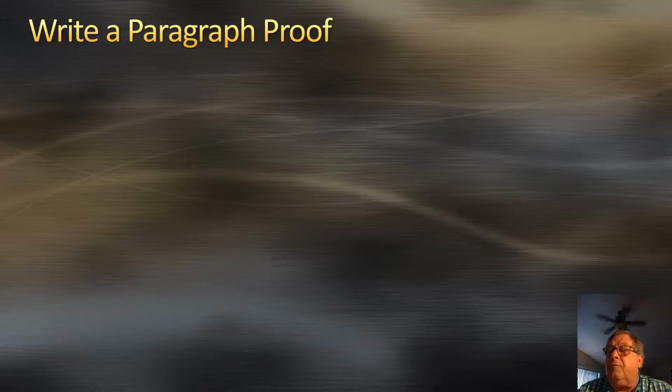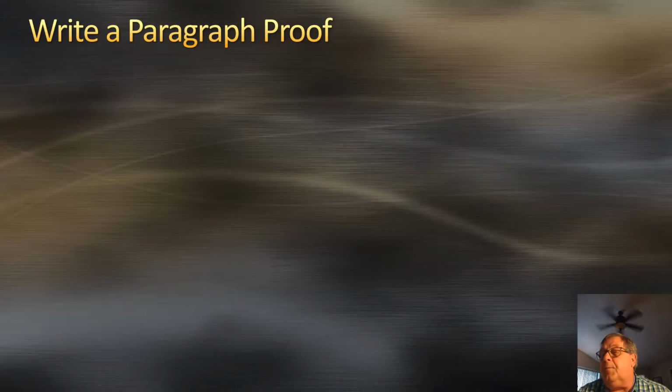And we can have paragraph proofs and two-column proofs and flowchart proofs. There's different types of proofs, but what do we mean by writing a proof? So a proof statement is a logical argument in which each statement you make is supported by a statement that is known to be true. In other words, we may have statements and we have reasons. And here in this example, we're asked to write a paragraph proof.